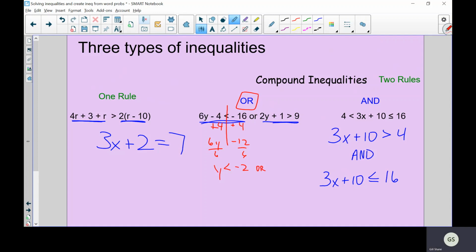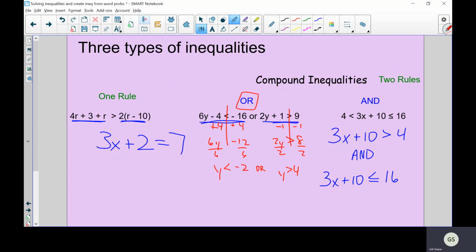So that's one solution set. Or if I solve this out, subtract 1, 2y divided by 2, y is greater than 4. So those are my two solution sets. y could either be less than negative 2, all of those are possible solutions, or y could be greater than 4. So anything greater than 4 is also a solution. So I have a whole bunch of solutions. Everything less than negative 2 is a solution, but also everything greater than 4 is a solution. I have more solutions than an and.